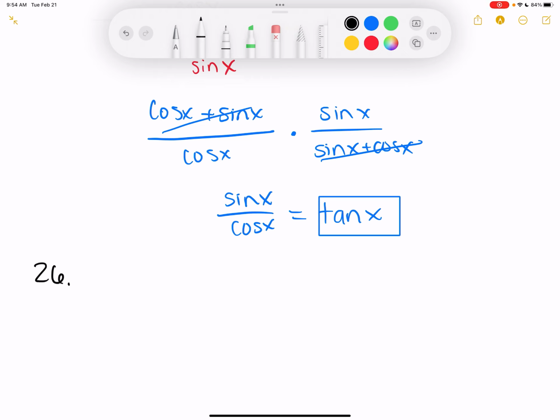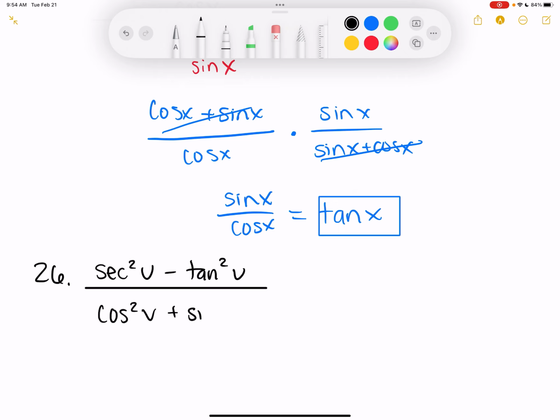Secant squared of u minus tangent squared of u, all over cosine squared of e plus sine squared of e.